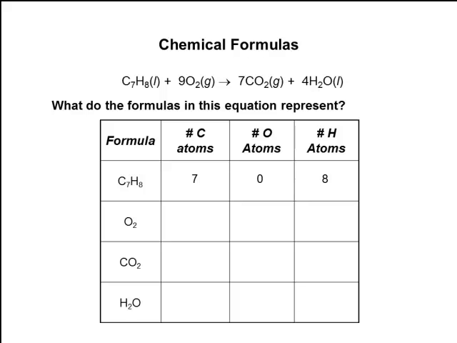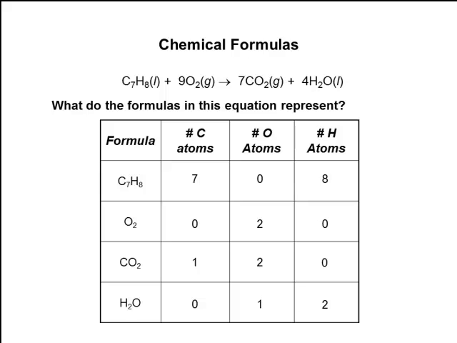All right, let's look at our other reactant, O2. Has 0 carbon atoms in that formula. Has 2 oxygen atoms in the formula. And it has 0 hydrogen atoms in the formula. CO2 has 1 carbon atom, has 2 oxygen atoms, has 0 hydrogen atoms. H2O has 0 carbon atoms, 1 oxygen atom, 2 hydrogen atoms.